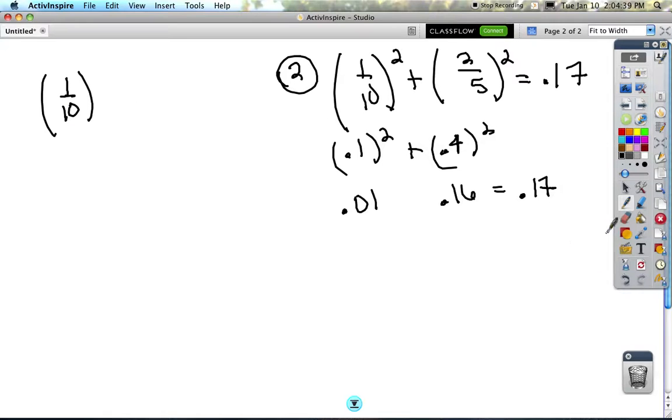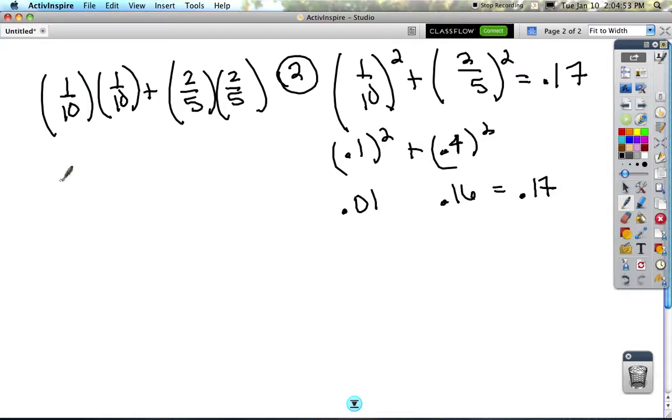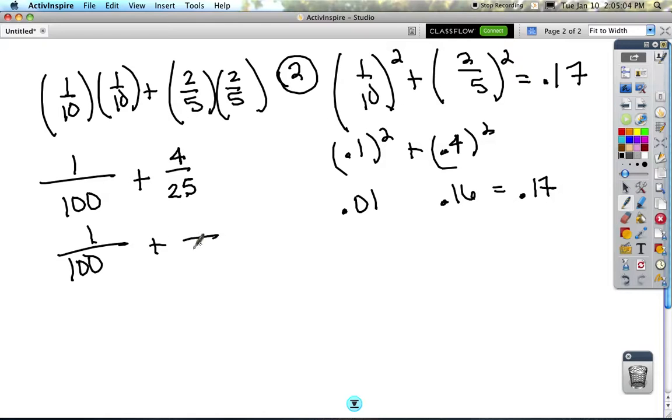(1/10)^2 is 1/10 times 1/10. What is (2/5)^2? 2/5 times 2/5. So 1 times 1 is 1, 10 times 10 is 100, and 4 over 25. So you have to get a common denominator. So 17 over 100, and that is equivalent.